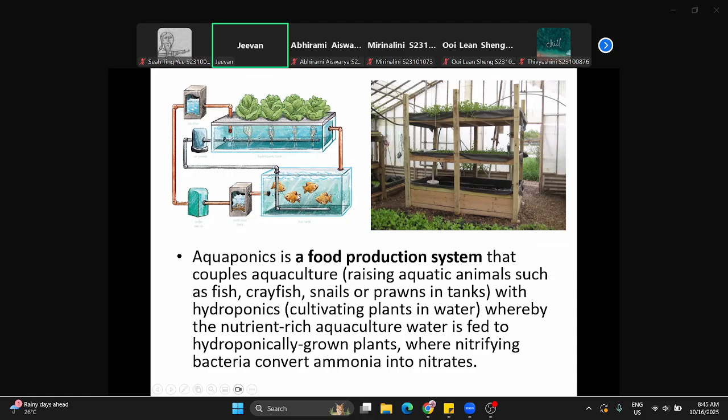The nutrient-rich fish waste is supplied to the hydroponic plants, and in the hydroponic system, nitrifying bacteria convert it to nitrates that the plants can use. In this way, the waste from the aquaculture can be utilized in the hydroponics. And the hydroponics can also supply oxygen again for the aquaculture. Not much, but it is also contributing. So in this way, we have aquaponics.